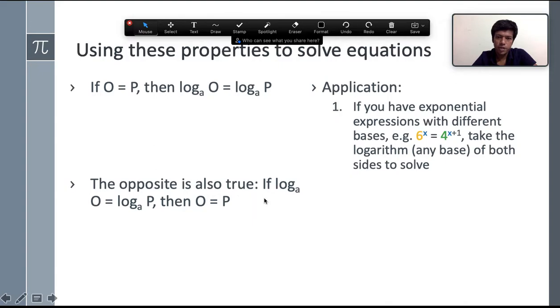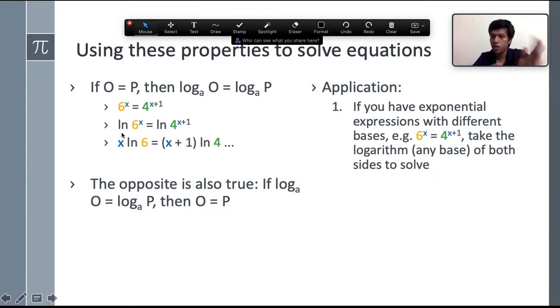So here, if you look at this, if o equals p, this rule, 6 to the power x equals 4 to the power x plus 1, then we can actually take ln on both sides. So we take ln on both sides, then we have this. Then x ln 6 equals x plus 1, this power comes to this side, times ln 4. Then we can continue the calculation, because ln 6 has a specific value, ln 4 has a specific value. Then we can put in the values and find x from here, because ln 4 is just a number and ln 6 is just a constant number.